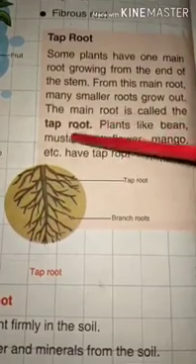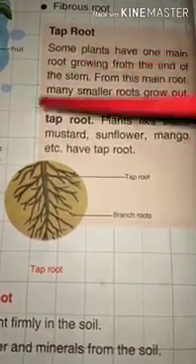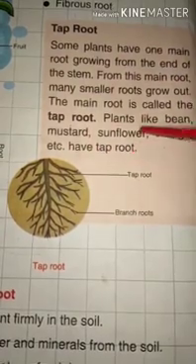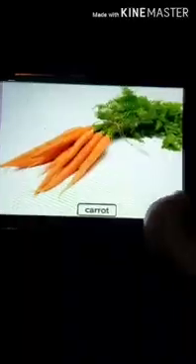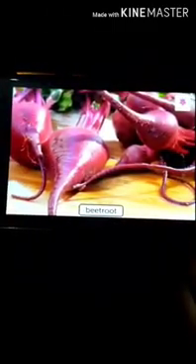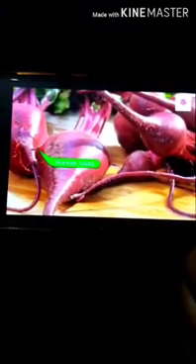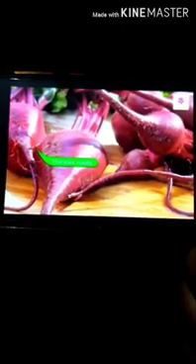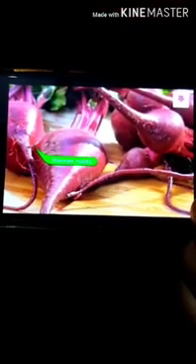Plants like bean, mustard, sunflower, mango, etc. have taproot. So I have more examples also. Now carrot, radish, beetroot. Okay, they also have one root with thinner roots growing from it. So this is called the taproot. These roots grow deep into the soil. Most trees have the taproot. See here how it grows deep into the soil.